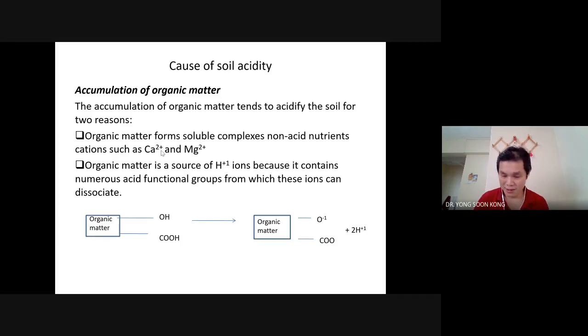Okay, so this is one of the reasons why peat soils are so acidic, because they trap those alkaline metals, and at the same time they also can release the acid, which is H plus over here.